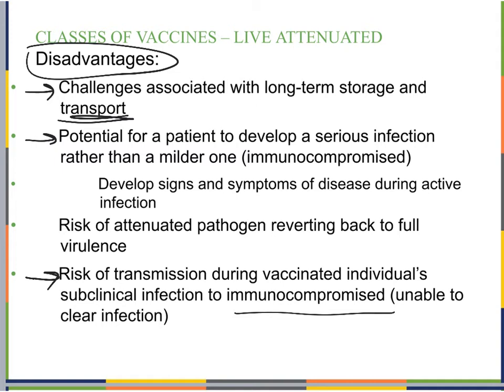There is the potential for a patient to develop a serious infection rather than a milder one. So, for example, in somebody that's immunocompromised. And this may be somebody that feels like they're healthy and they can go into the clinic, wherever, and get the vaccine, but maybe they are already infected with something and they just don't know it yet. Maybe they're in day 1 or 2 of having some other infection, so their immune system is already decreased. Then they go in and they get a vaccine. They could have a more serious infection rather than the milder one that they're expecting.